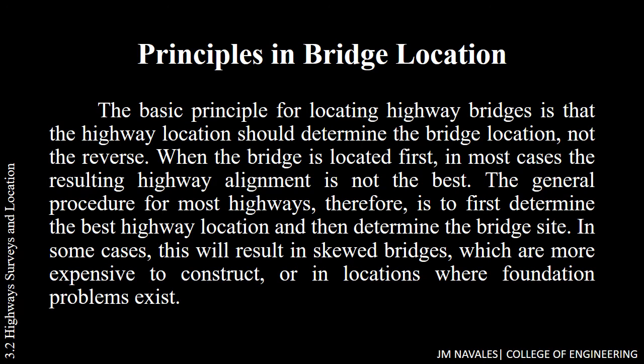Next, principles in bridge location. The basic principle for locating highway bridges is that the highway location should determine the bridge location, not the reverse. When the bridge is located first, in most cases, the resulting highway alignment is not the best. The general procedure for most highways, therefore, is to first determine the best highway location and then determine the bridge site. In some cases, this will result in skewed bridges which are more expensive to construct or in locations where foundation problems exist.